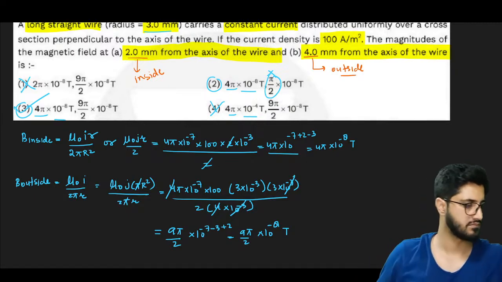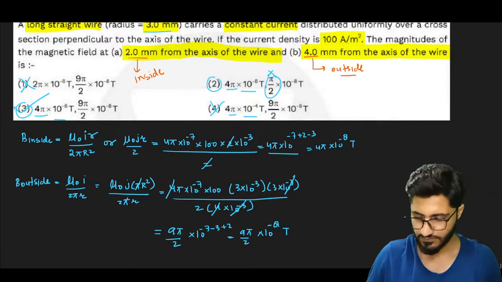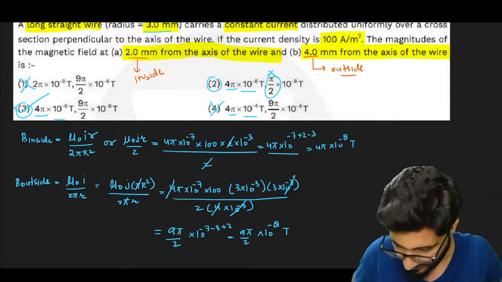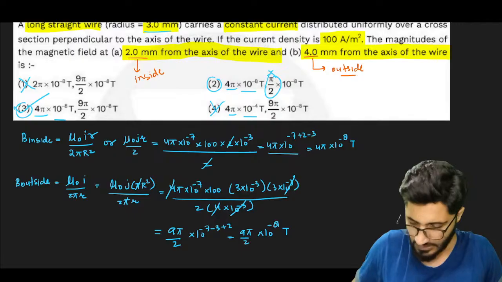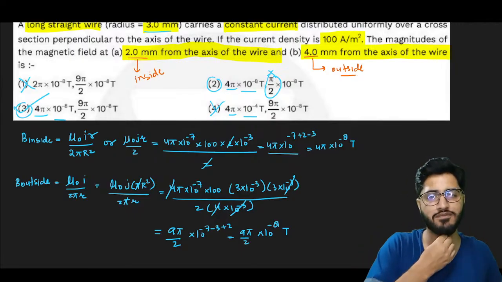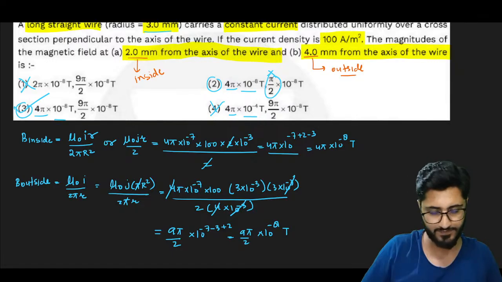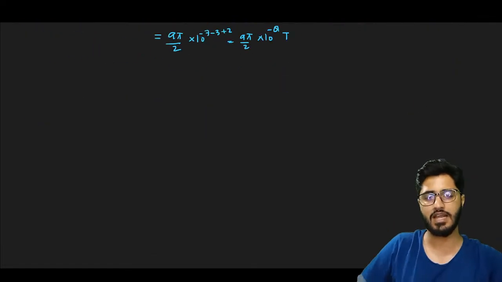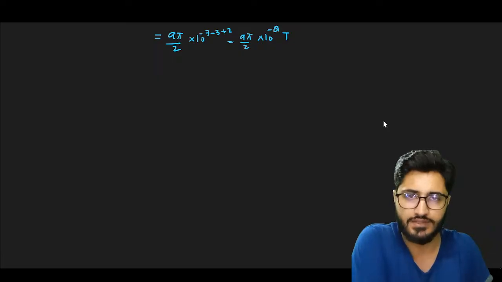Done? Easy? Easy or super easy? These are some numericals that I am just finding. These are very good numericals. So now let us start the next topic known as solenoid.